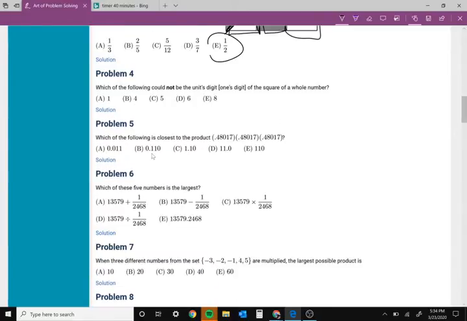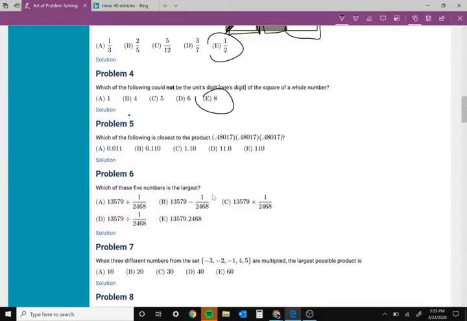Which of the following could not be the first digit of a square of a whole number? Let's think. 1 can, right? 1 squared gets us 1. 4 can, 2 squared gets us 4. 5 can, because 5 squared gets us 25, which ends in 5. 6 can, because 6 squared is 36. So then it's 8.